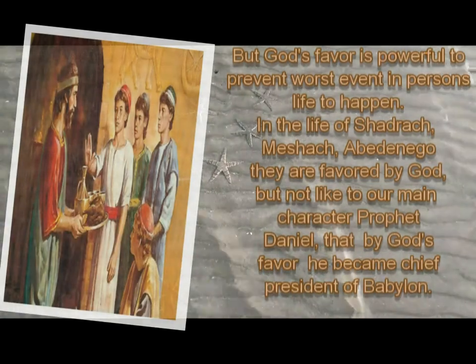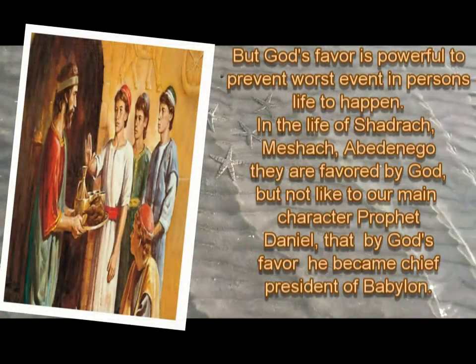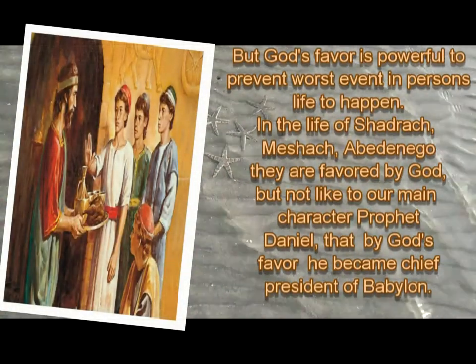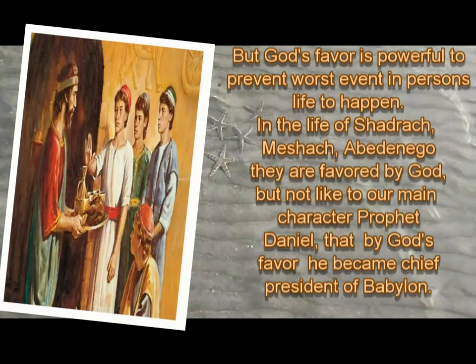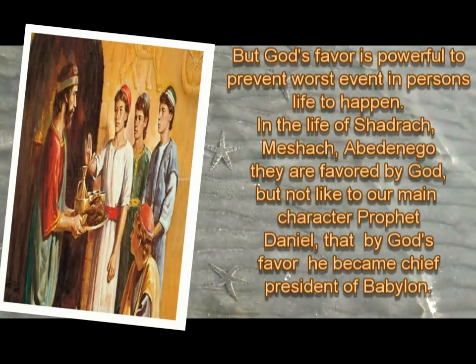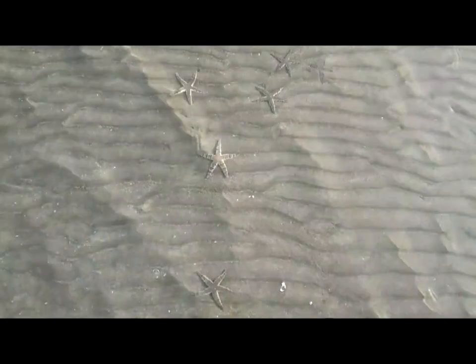But God's favor is powerful to prevent the worst events in a person's life from happening. In the life of Shadrach, Meshach and Abednego, they were favored by God, but not like our main character, Prophet Daniel, who by God's favor became chief president of Babylon.